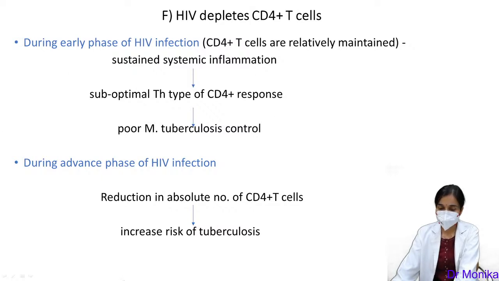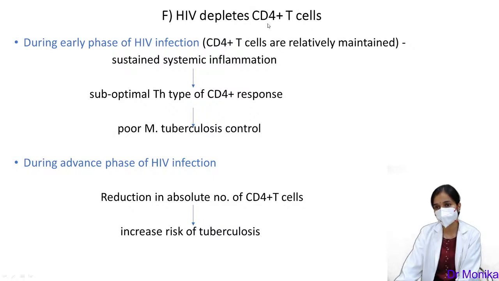So, in short, we can say that during an early phase of HIV infection, when the CD4 T cell count is maintained, there is sustained systemic infection and there is a suboptimal T helper type of CD4 response, and hence there is poor Mycobacterium tuberculosis control. While in case of advanced phase of HIV, there will be a reduction in the CD4 T cell count, and hence because of this there is an increased risk of tuberculosis.